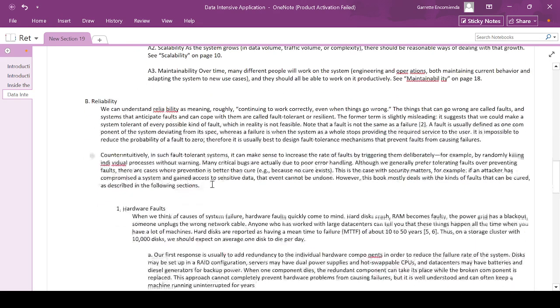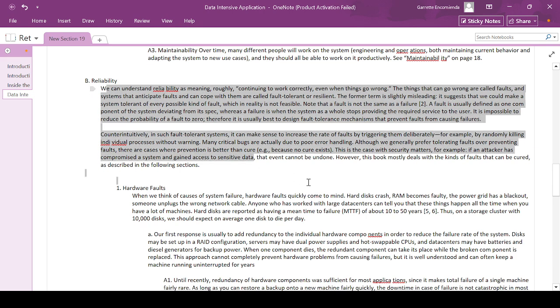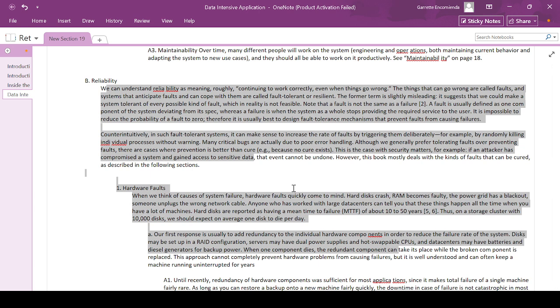So these are the key metrics to simplify our understanding of how we actually create a big or complicated system that withstands many concurrent customers and stands the test of time. So we'll start with reliability. We can understand reliability as meaning roughly continuing to work correctly even when things go wrong.